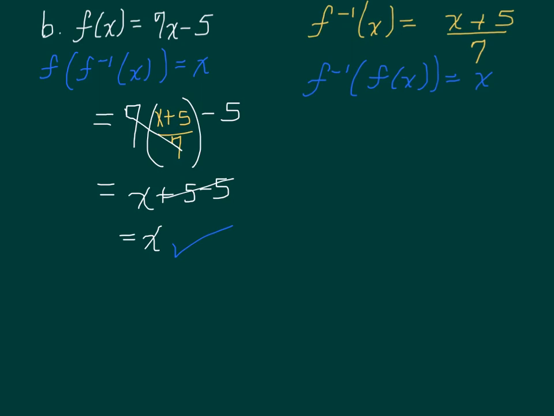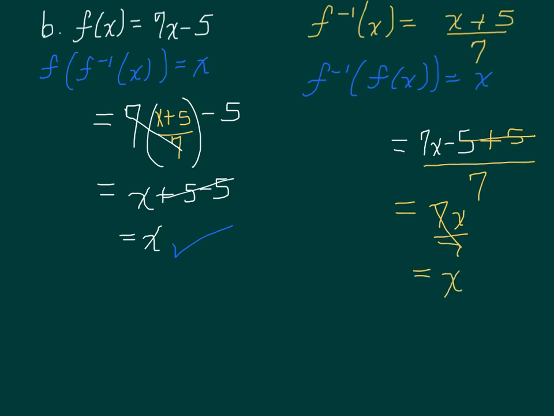Now on the right, we're going to take our f function, our original, and plug it into our inverse function. So it's going to look like this. On the top, we have 7x minus 5. And then we still have the plus 5. And this is all over 7. You have to do the numerator first. So the 5's cancel first. Then you're left with 7x over 7. The 7's cancel. And there's your x. So now we verified that our inverse function was correct. And make sure you show each step.